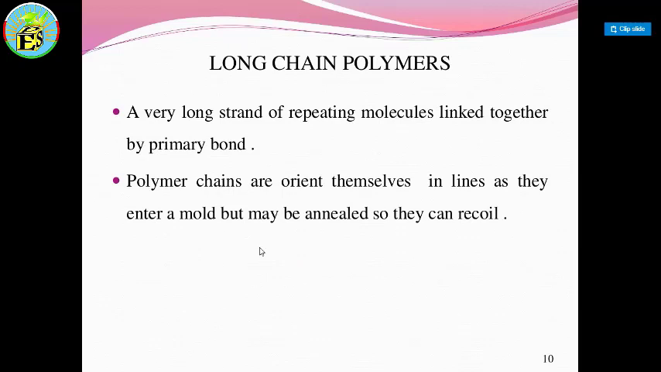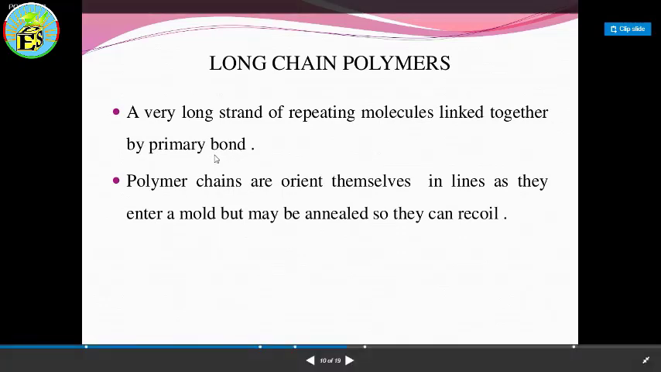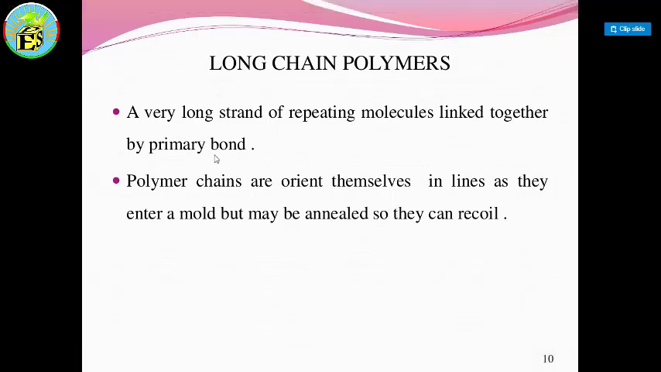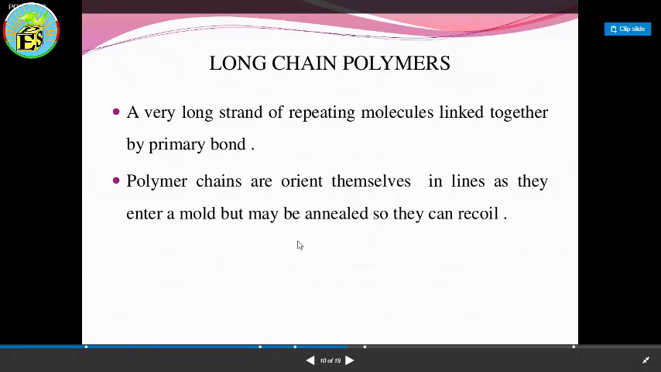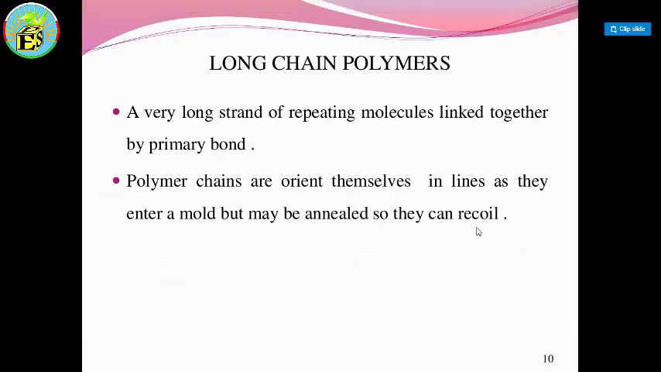Long chain polymers: a very long strand of repeating molecules linked together by primary bonds, or in simple words, a long chain of small monomers. A long chain of small monomers having the same bond which is joining all those monomers or small units together. Polymer chains orient themselves in line as they enter a mold, but may be annealed so they can recoil. So polymer chains are aligned in a specific shape.